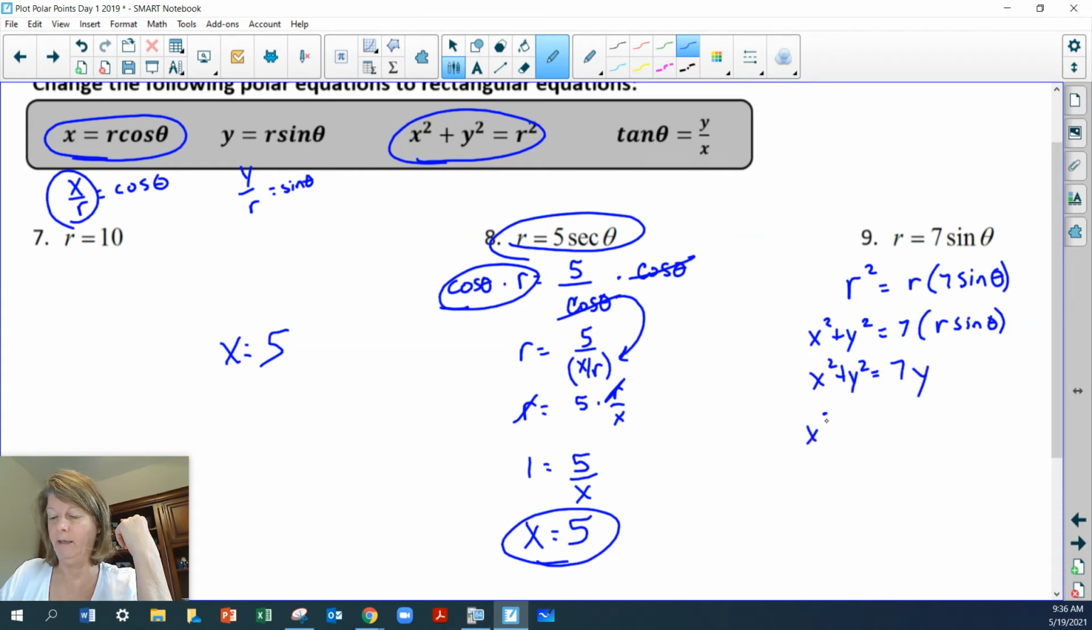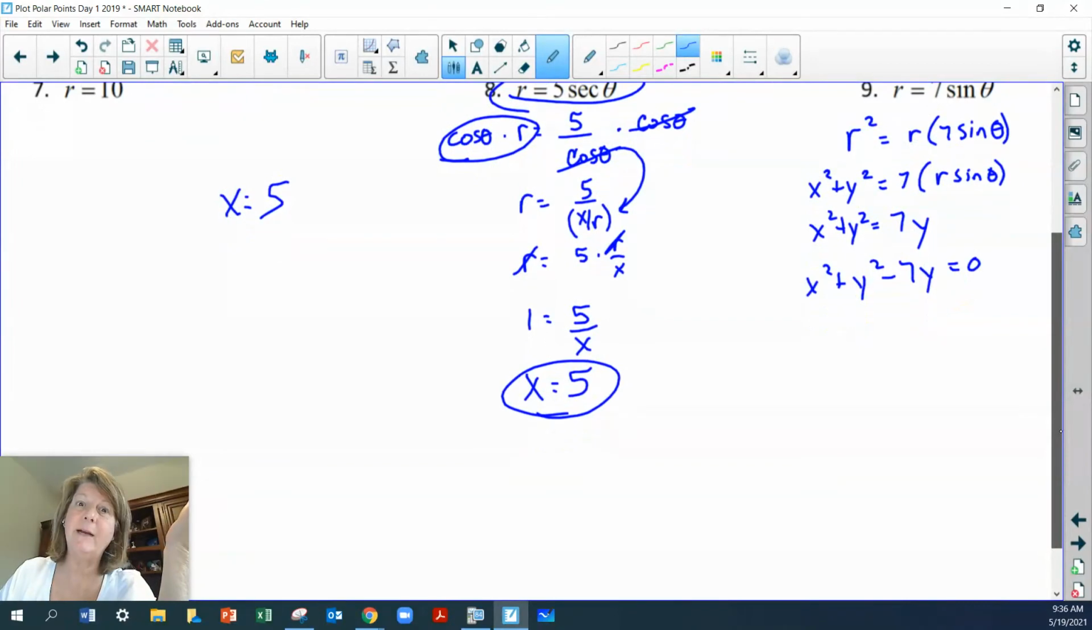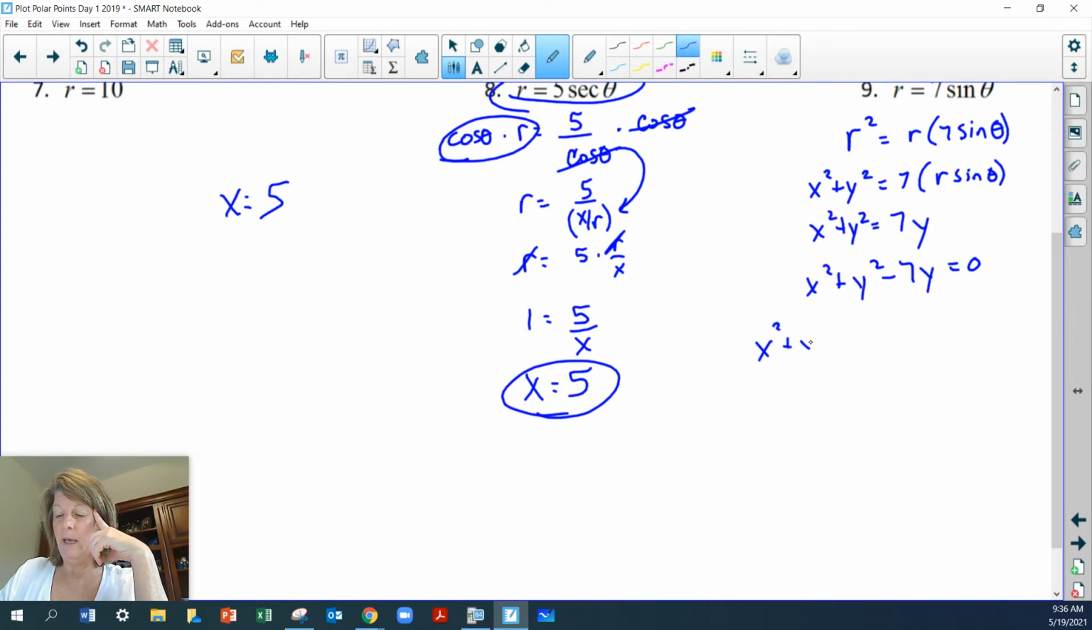Now I could bring that over to this side. That would equal 0. And you're like, well, I still don't really recognize it. It is in rectangular technically, right? It's got x's and y's. Let's keep delving just a little bit deeper. And I'm going to do a little complete the square here.